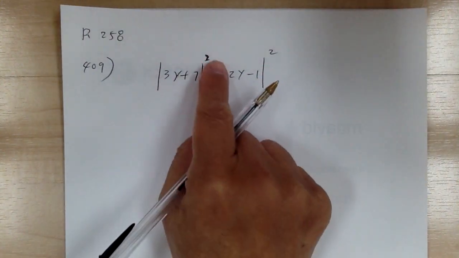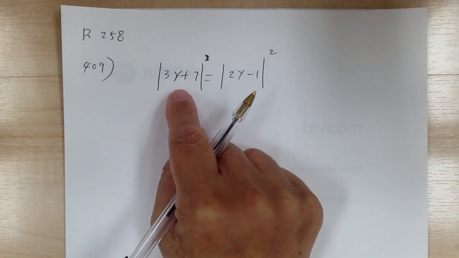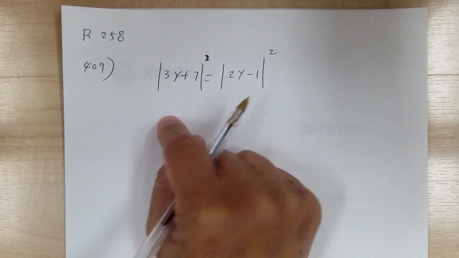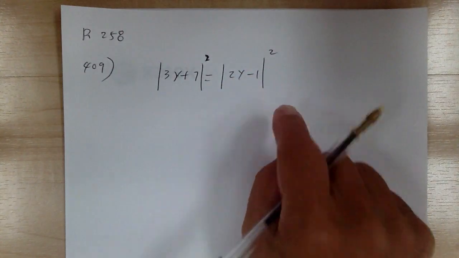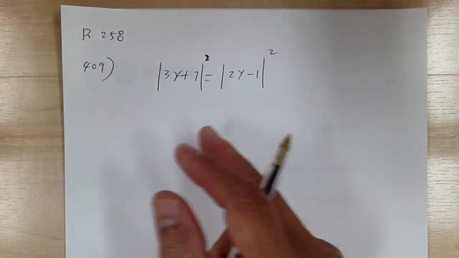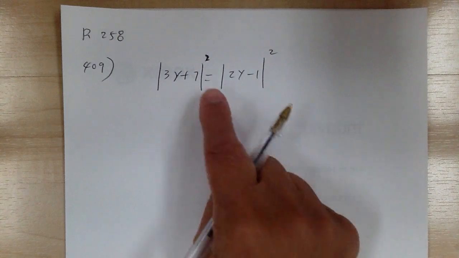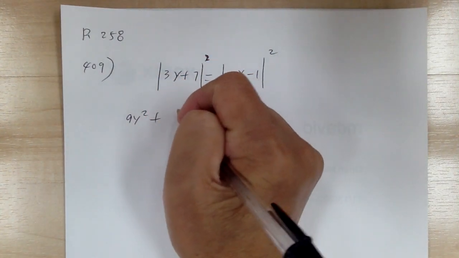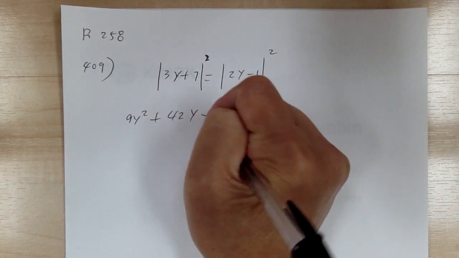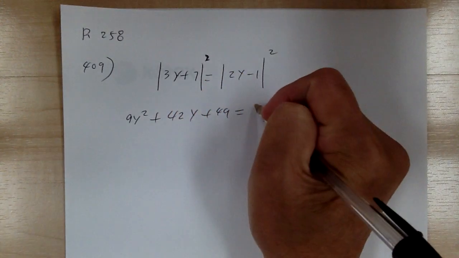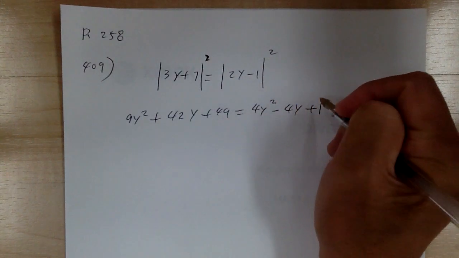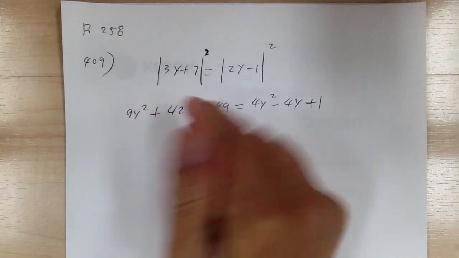The reason for squaring is that it doesn't matter if this is positive or negative. When you square, it becomes positive. When you square, this becomes positive. So you don't have to deal with all the different cases. So you square, and you're going to get 9y squared plus 42y plus 49 equal to 4y squared minus 4y plus 1. Okay, so I'm going to move everything to this side.